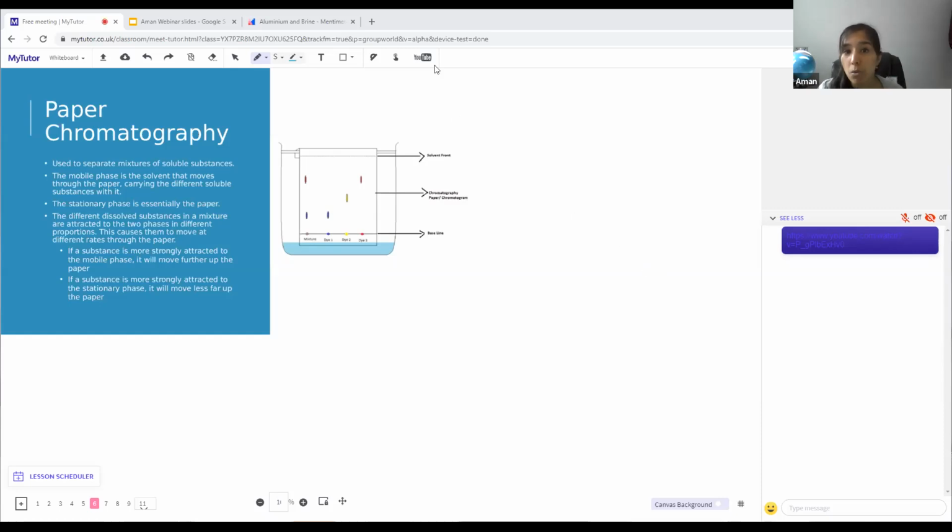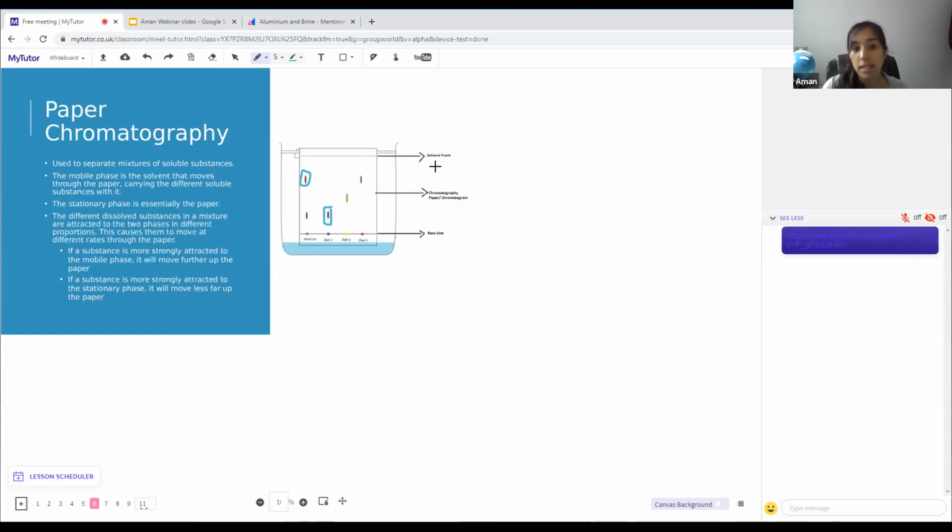And it's important we know what the mobile and stationary phase is. The reason for that is because when we get into the GCSE questions, we need to be able to describe why something moves higher up versus lower down. And the reason for that is to do with attraction. So what this says here is that the different dissolved substances in a mixture are attracted to the two phases in different proportions. And that causes them to move at different rates through the paper.